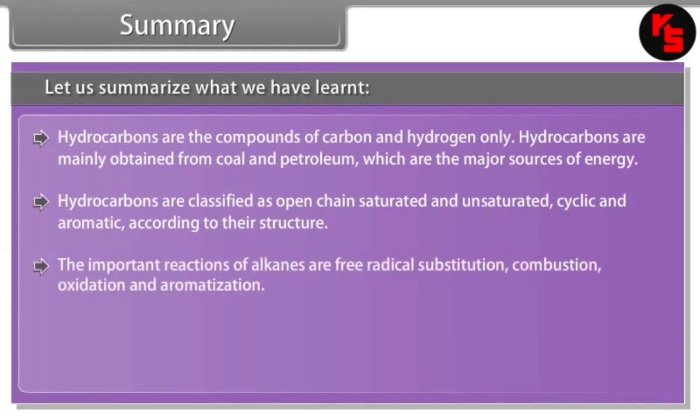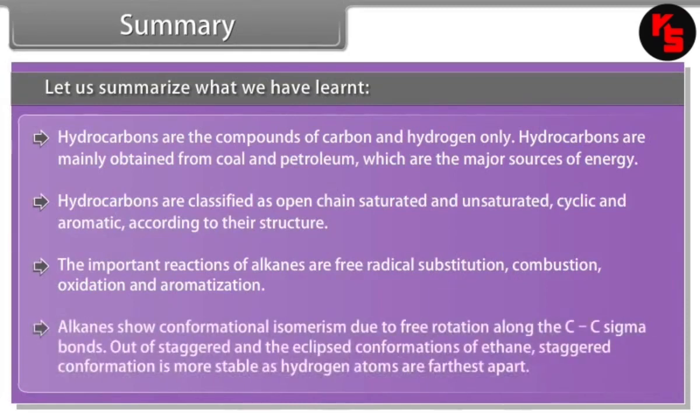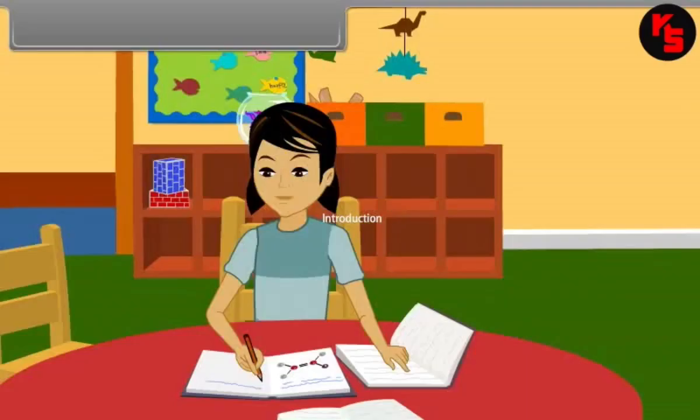The important reactions of alkanes are free radical substitution, combustion, oxidation, and aromatization. Alkanes show conformational isomerism due to free rotation along the C-C sigma bonds, out of staggered and eclipsed conformations of ethane. Staggered conformation is more stable as hydrogen atoms are farthest apart.